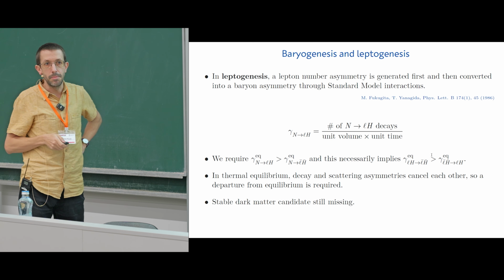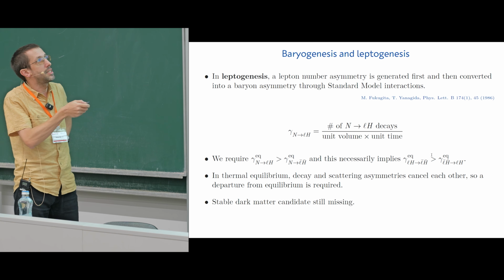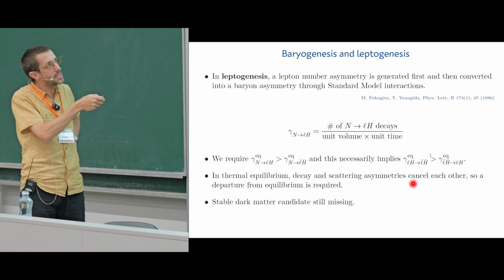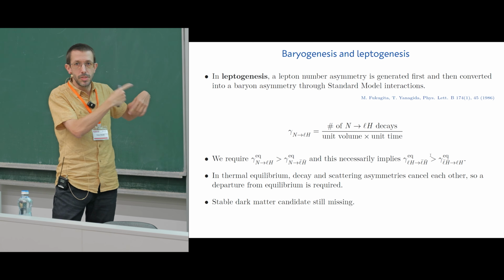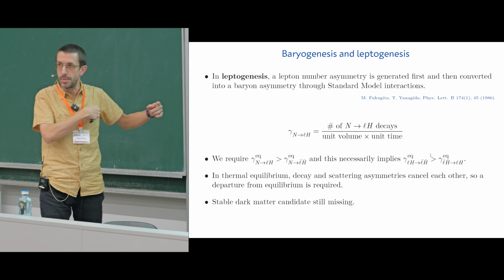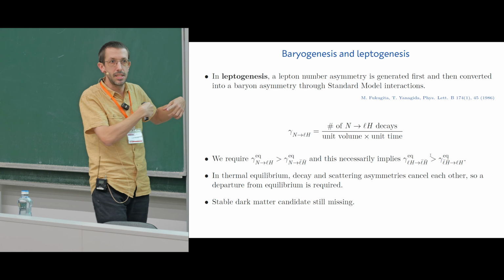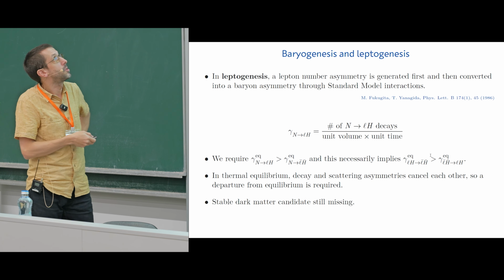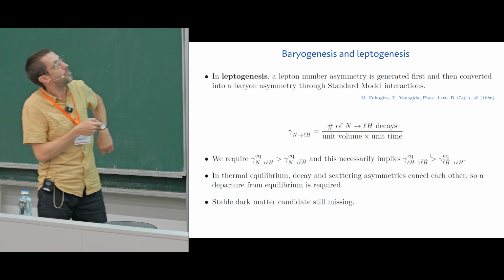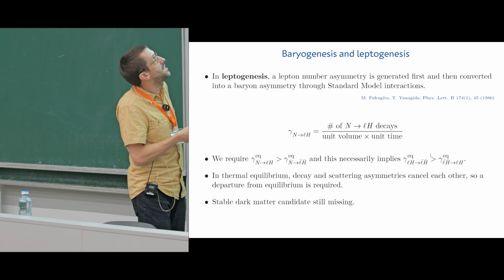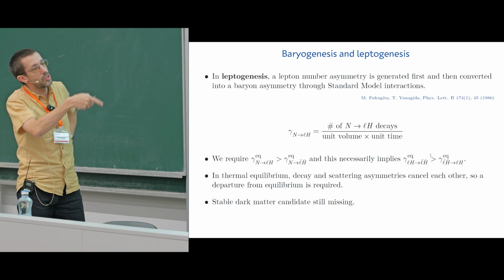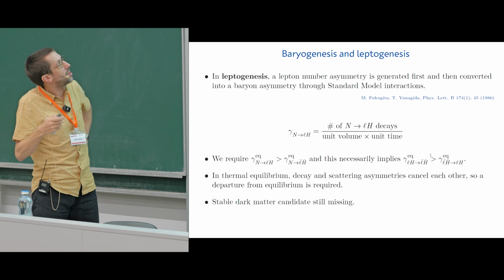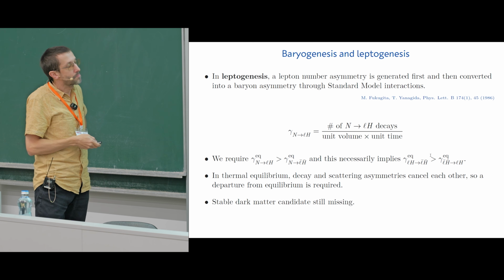But things are not so easy because when you have such a theory, it automatically and necessarily implies that you have also scatterings lepton Higgs into anti-lepton anti-Higgs, which produces opposite asymmetry. So in equilibrium, these two processes cancel each other. And you have no asymmetry in the end, in the density of leptons. So you need the departure from equilibrium for this, which happens when the temperature drops below the heavy neutrino mass. Then the decays will be somehow more efficient, and you will produce the asymmetry.